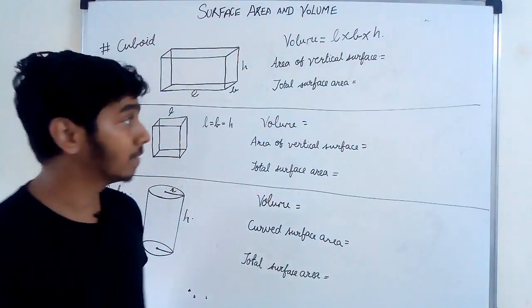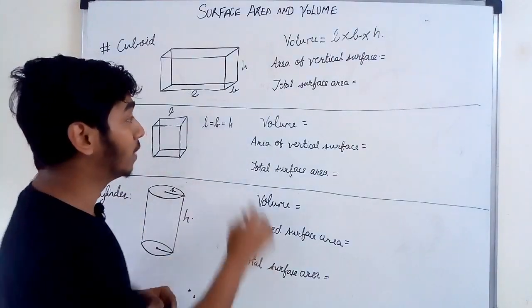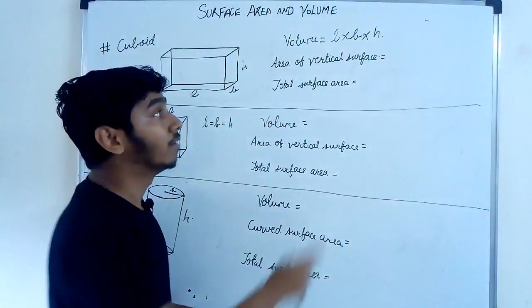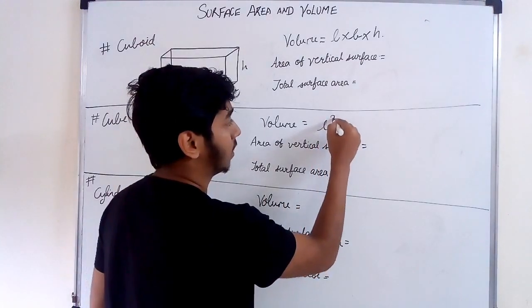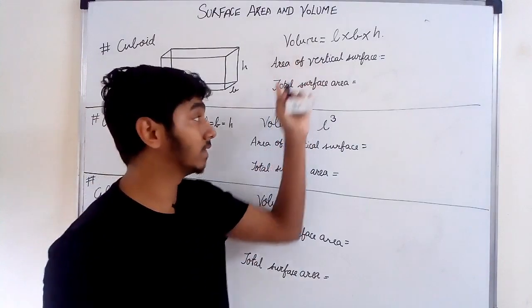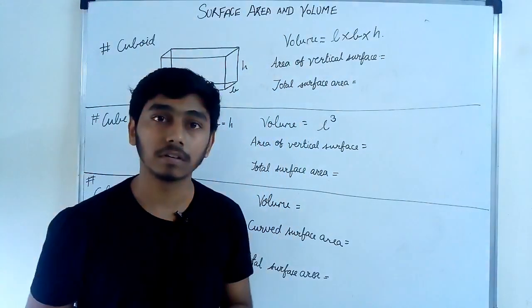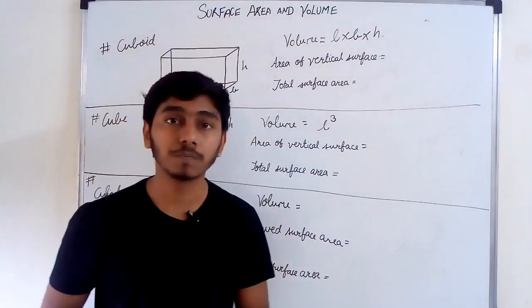In the same way, what is the volume of a cube? Because all three are the same, we can say length into length into length, so that will be length cubed. I hope you have understood how to find the volume of a cuboid and a cube. We'll do the cylinder after finishing these two.